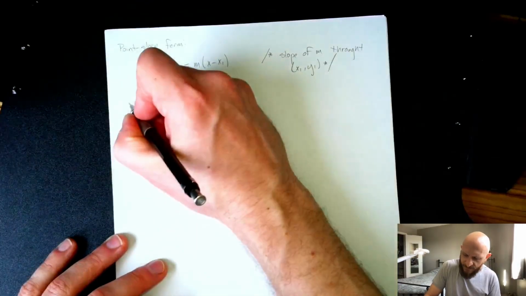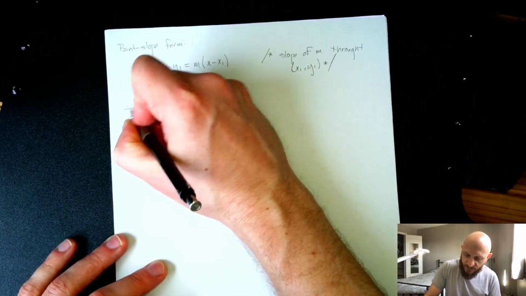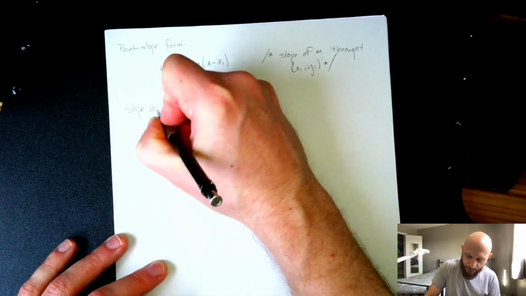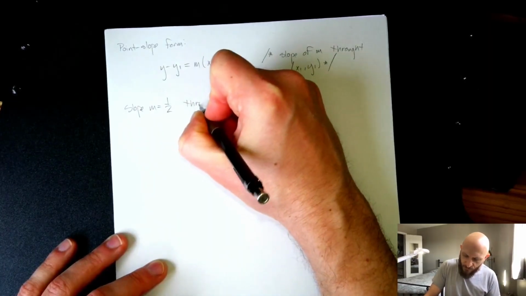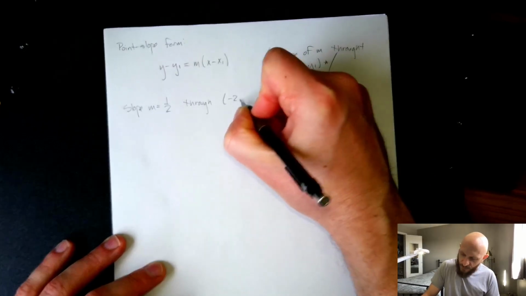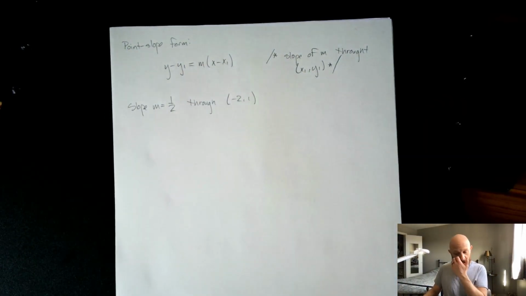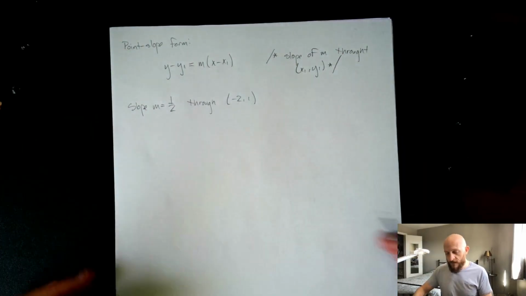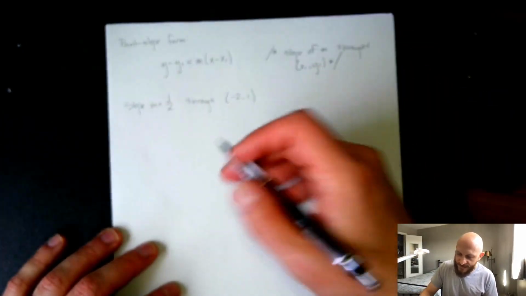So let's suppose that we have an equation with slope 1/2, and it goes through the point -2, 1. And we want to write out the equation in point-slope form for this graph. Well, it's just plugging things in.